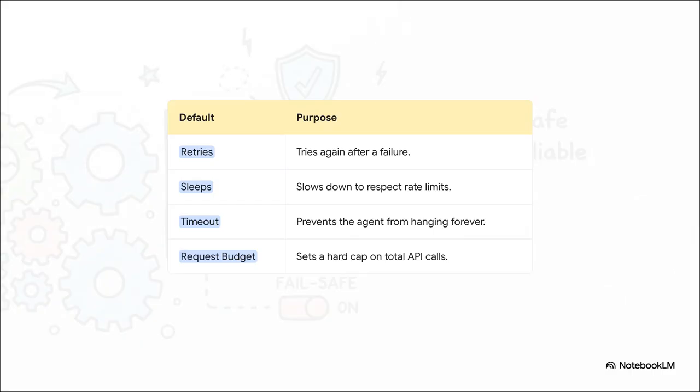So how does this engine actually keep you safe? Well, it's got these four built-in safety nets. If it hits one of those random API errors, it automatically retries the call. If it hits a rate limit, it's smart enough to just take a break. It sleeps for a second to slow down. It also has a timeout, so your agent never gets stuck waiting forever. And most importantly, it has a request budget. This is your kill switch, the hard stop that prevents those runaway bills.